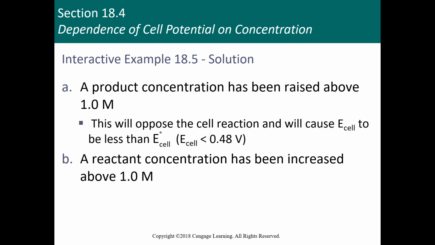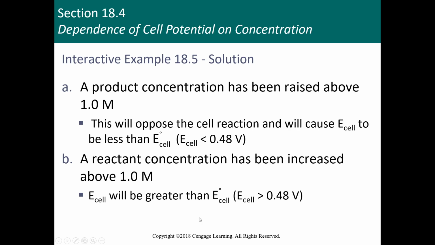When a reactant concentration has been increased, well, that's going to push it towards products. That means you're pushing towards E cell. You're making that value larger. And so E cell will be greater than E naught cell. And your E cell, therefore, will be greater than 0.48 volts.